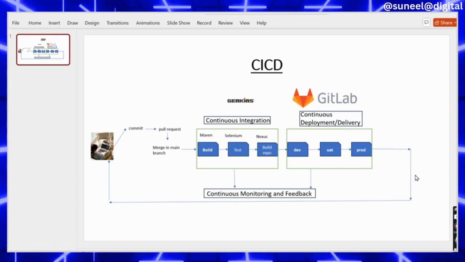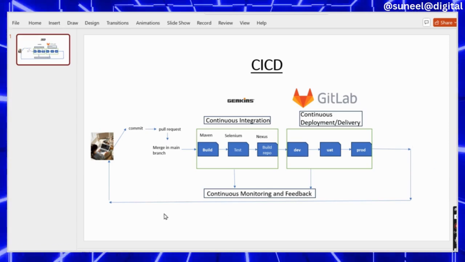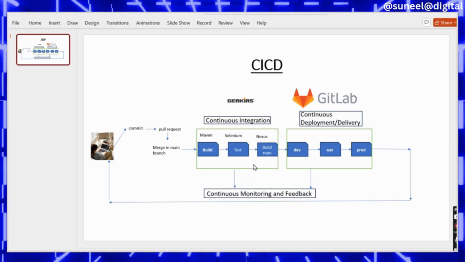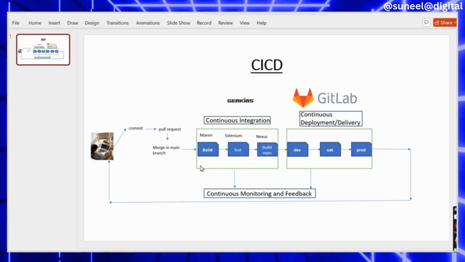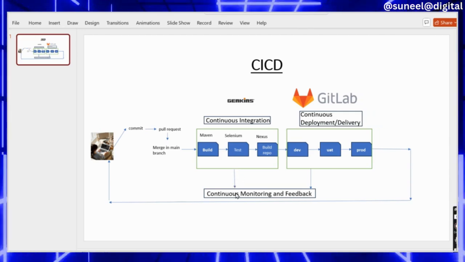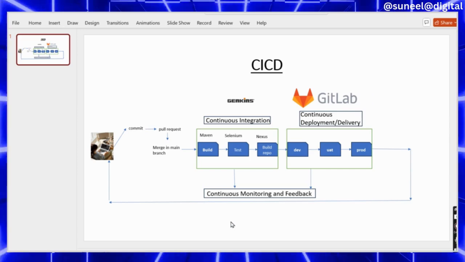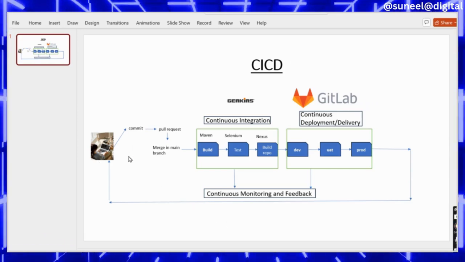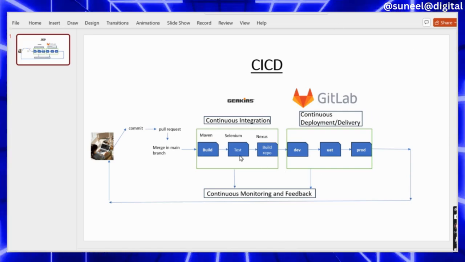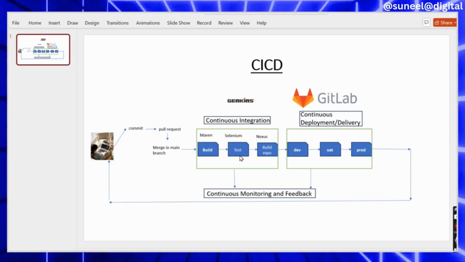Now, there is one more catch here. Whenever we have done this, there is always scope for continuous monitoring and feedback. Let's say we found something wrong in the build phase or maybe the test phase. We can always monitor this and give feedback to the developer so that he can make the changes and commit his changes again, and this process will keep on going. So that's how this CI/CD pipeline works.